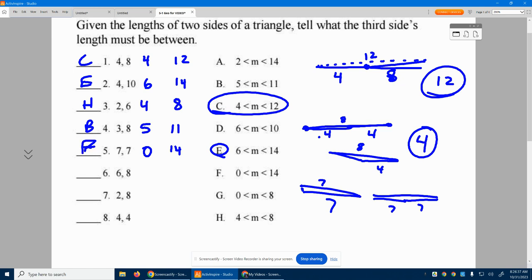Weird F. 6 and 8, subtract them, 2. Add them, 14. 2 and 14 looks like choice A. 2 and 8, subtract them, 6. Add them, 10. Between 6 and 10 is D. And finally, 4 and 4, 0. Add them, 8. Between 0 and 8 looks like choice G.